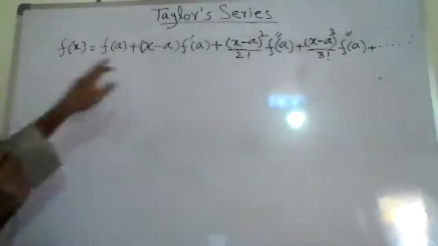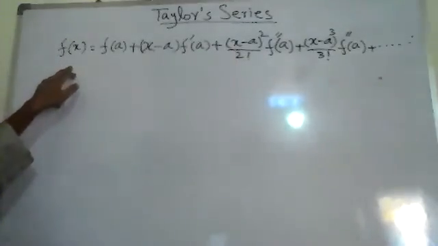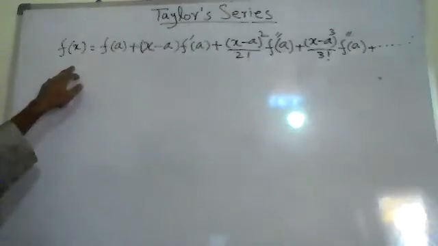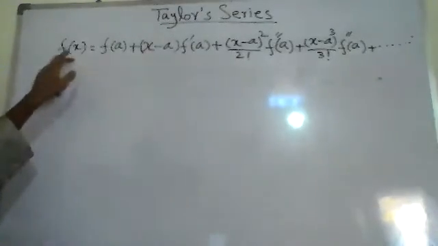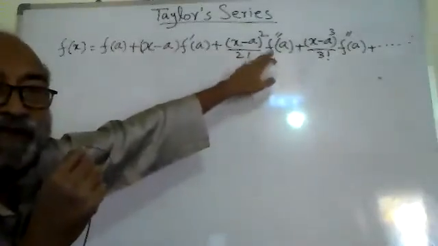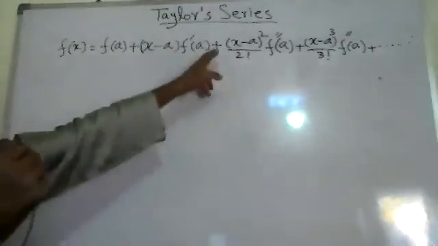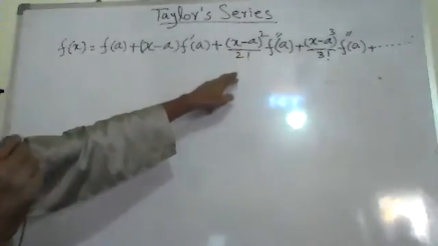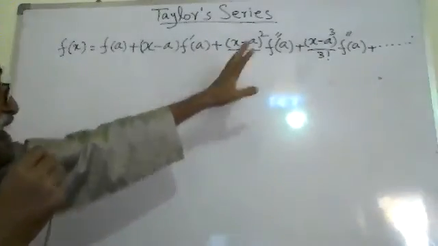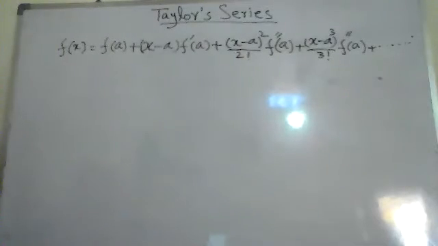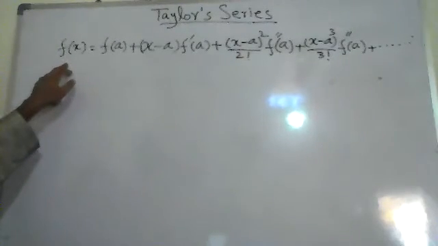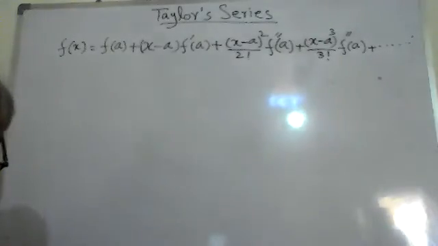Then we will find the second derivative of f of x, that will be f double dash x. Then x is replaced by a. It will become f double dash a. Then it is multiplied by x minus a whole square upon 2 factorial. That will be the third term. In the same way, we will find the third derivative of f of x, f triple dash x.